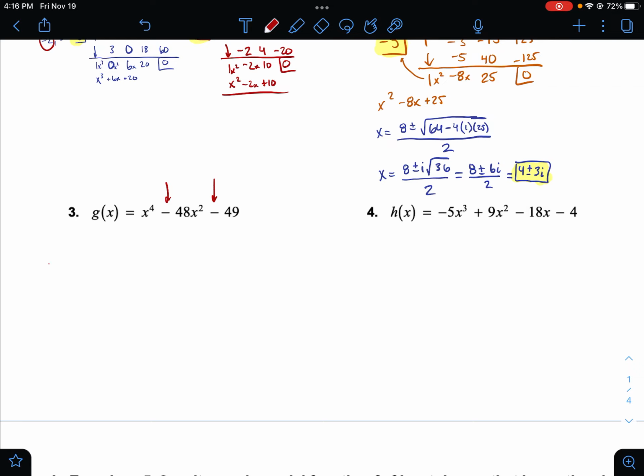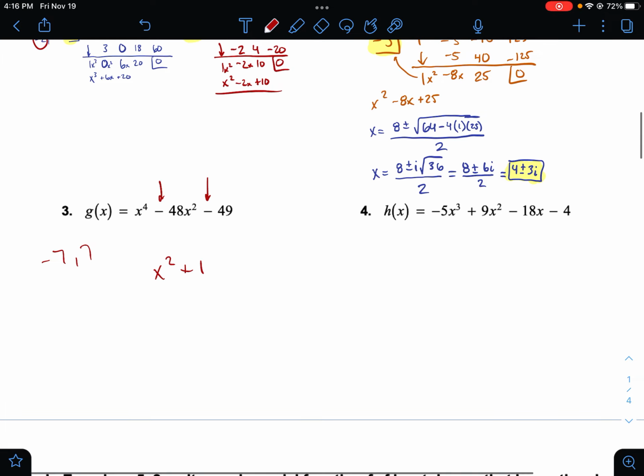This one, I believe you end up with -7 and 7, and then when you run them through synthetic division twice, you end up with a quadratic that's x squared plus 1, and when you use the quadratic formula, you end up getting plus or minus i as your other two solutions. So if you want to try it out and see if you do get these answers, I want to just give you those answers. So if you wanted to try it and see what you got, then you can do so.